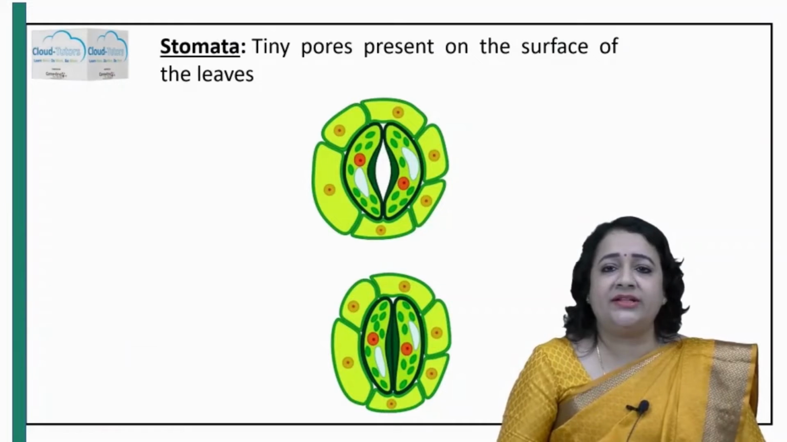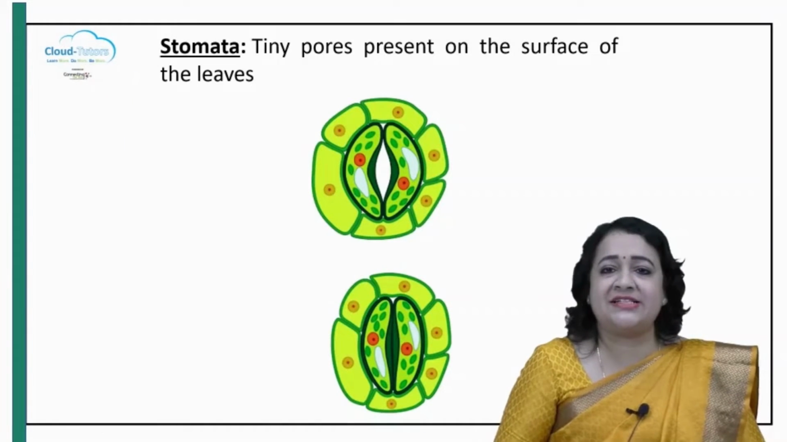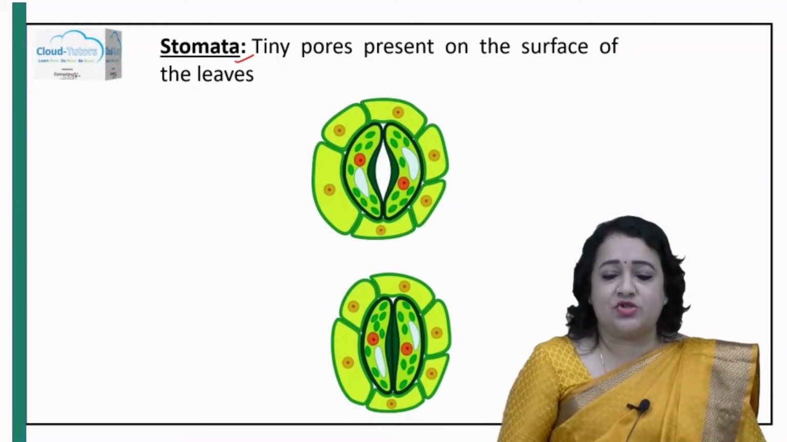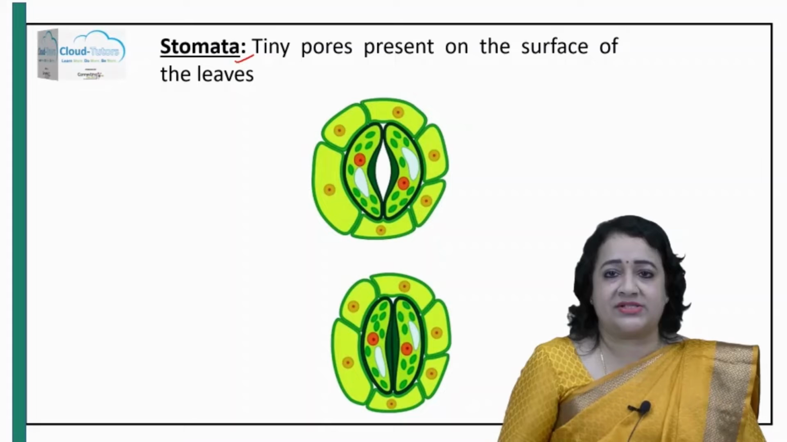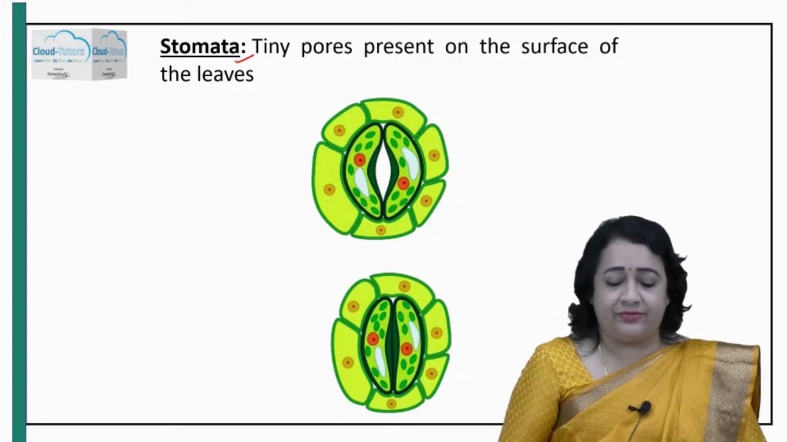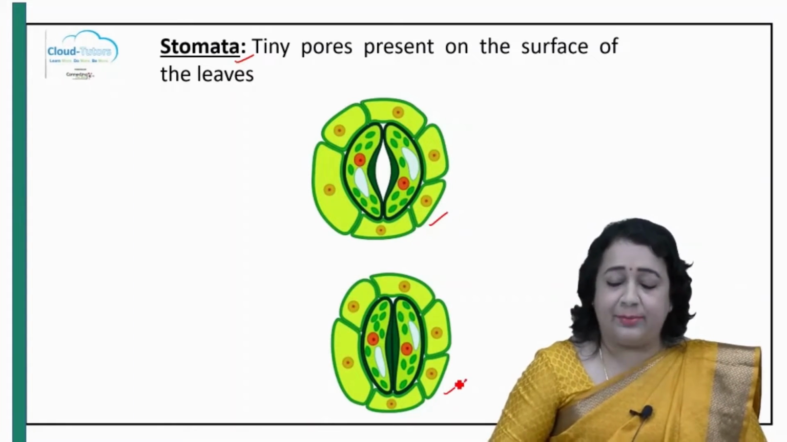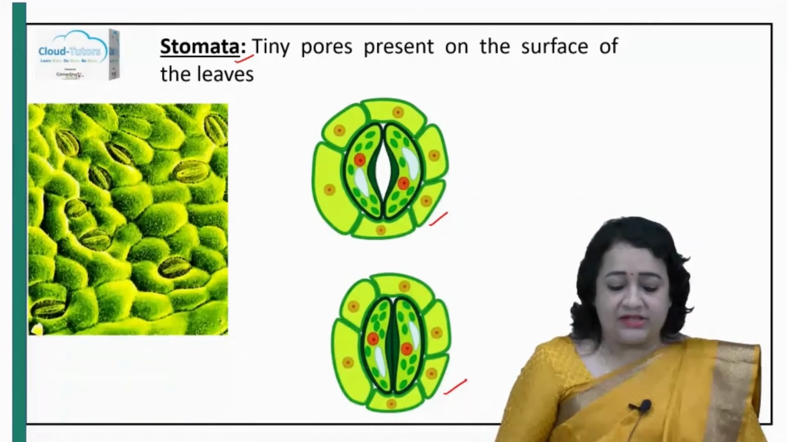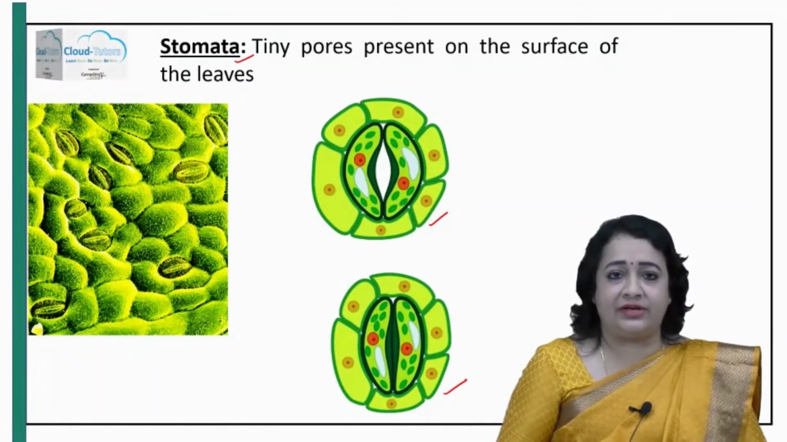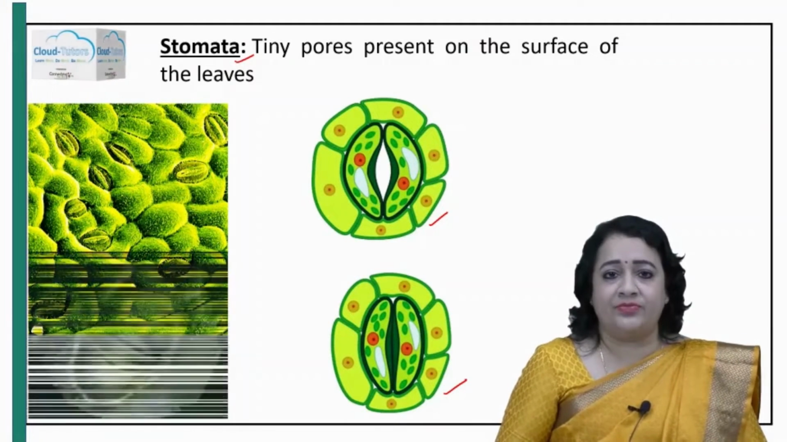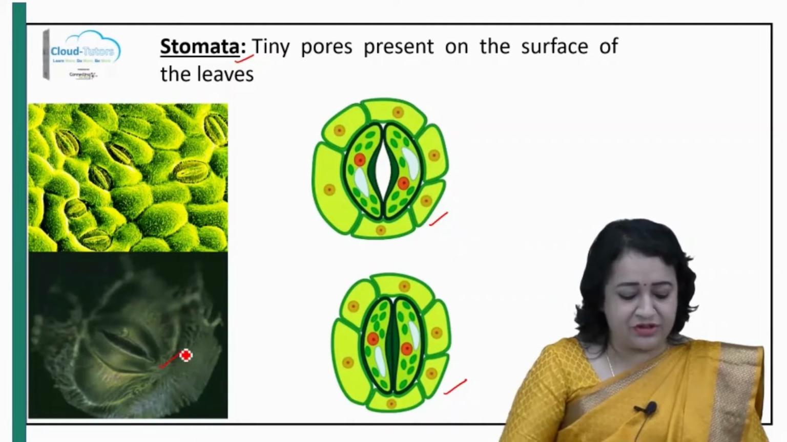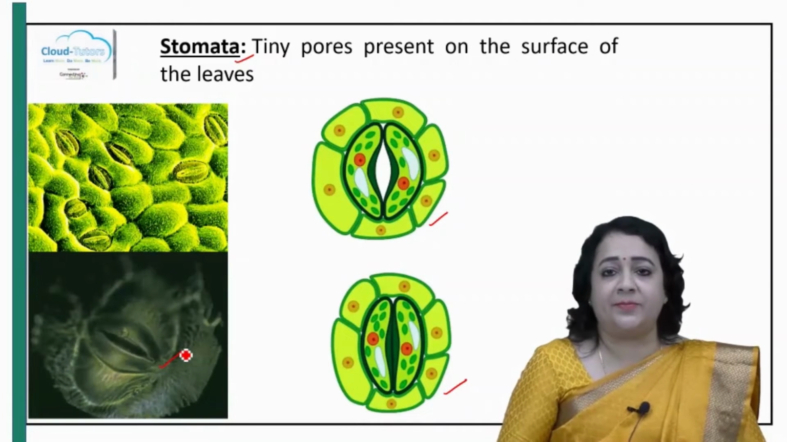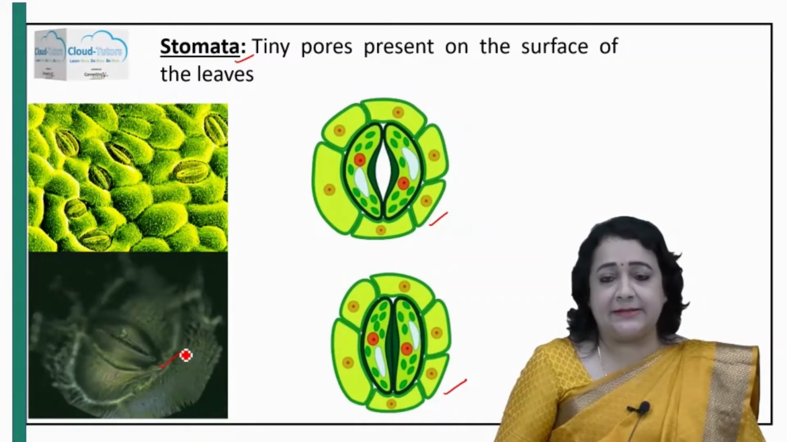So if you look at the epidermal layer, there are specialized structures called the stomata. Now what are stomata? Stomata are nothing but tiny pores present on the surface of the leaf. So here you can see the stomatal apparatus. You can see that a section of leaf will appear like this under the microscope. So this is how you can see the functioning of the stomata. The stomata is closing as well as opening. So the function of stomata can be seen here.